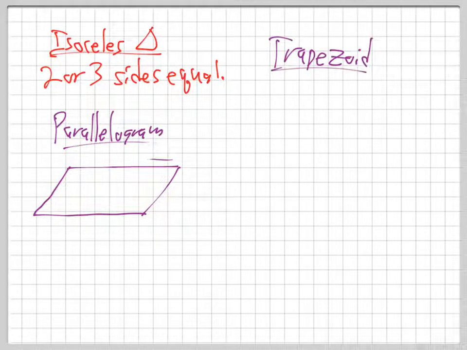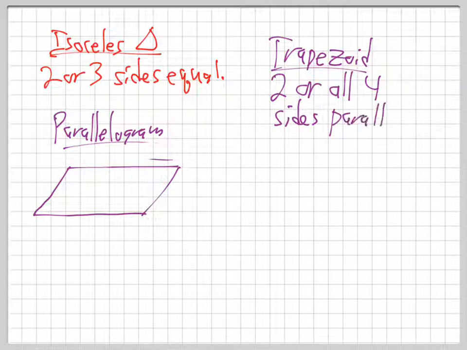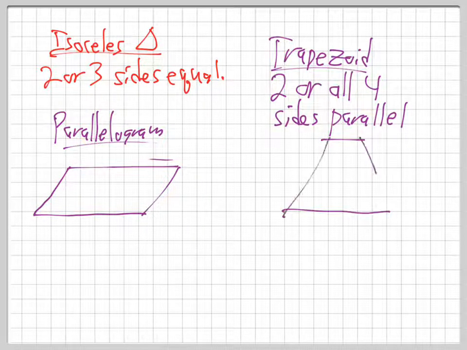A trapezoid has, I think, 2 or all 4 sides parallel. Yeah, because again, it's kind of like the isosceles. It can be that or more. Normally we think of a trapezoid as something like this. See how the top line and the bottom line are parallel? So that's a trapezoid. Normally it's just the top and the bottom, or maybe the right and the left are parallel.